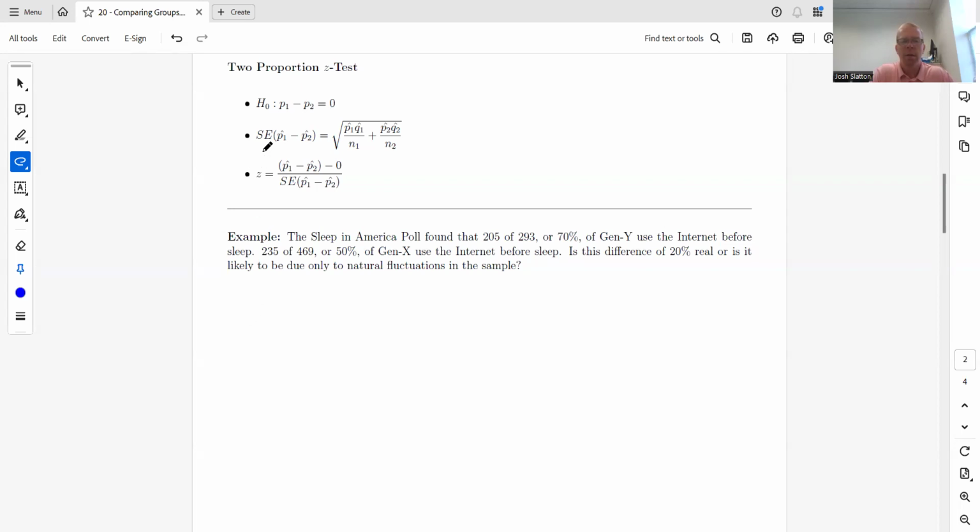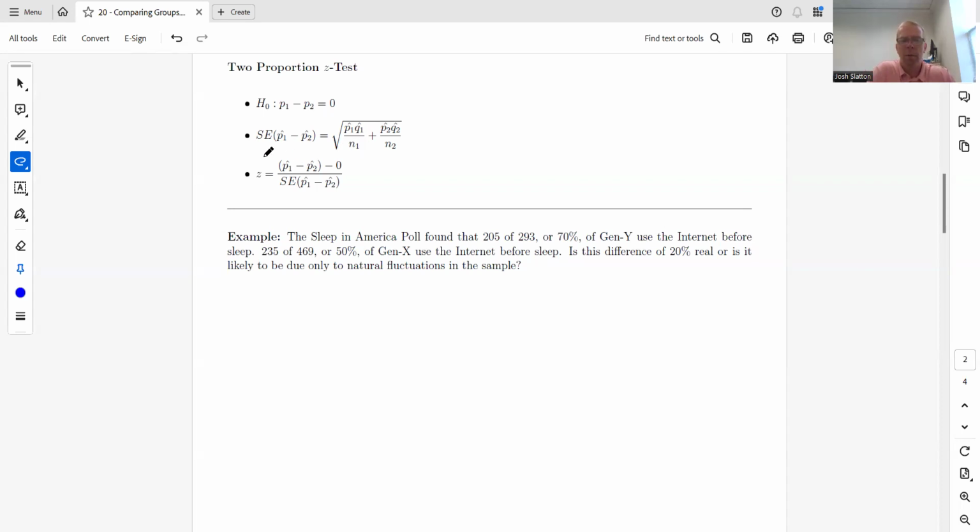Standard error or standard deviation, like we talked about in the last video, is the same general formula. And actually, I may have this backwards, not that it matters, but standard deviation, and P1 Q1 over N1, P2 Q2 over N2.